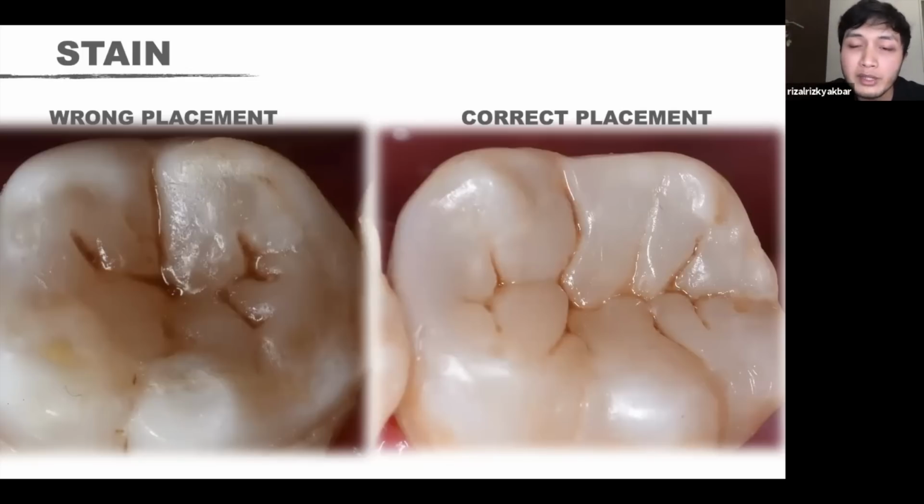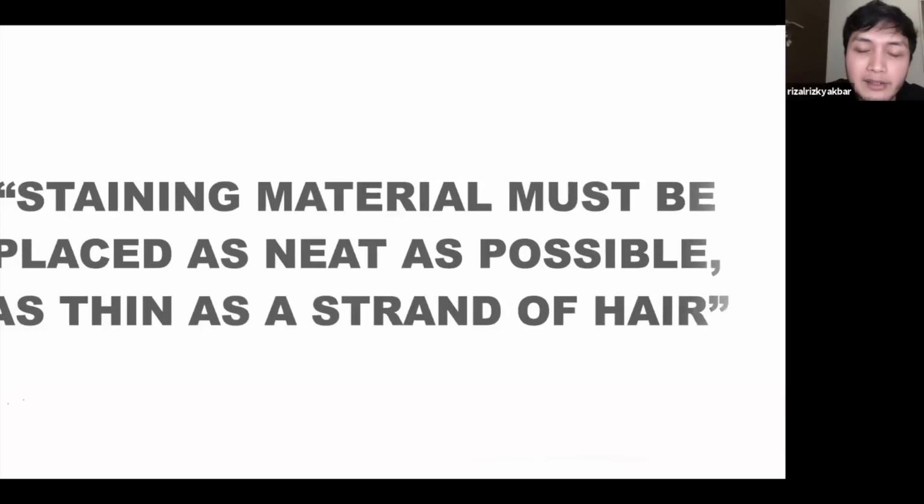So basically, stain is like trapped inside the fissures. I always say staining material must be placed as neat as possible, as thin as possible, like a strand of your hair. So it's very, very thin. So it will relate to your carving style. You need to create deep fissures and very tight fissures in order to create a very neat stain.